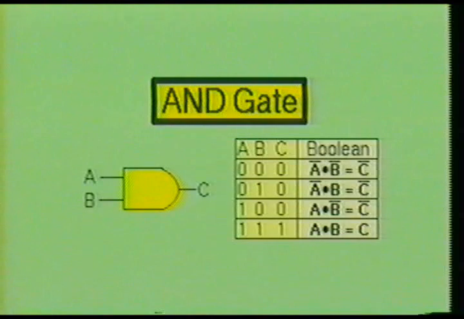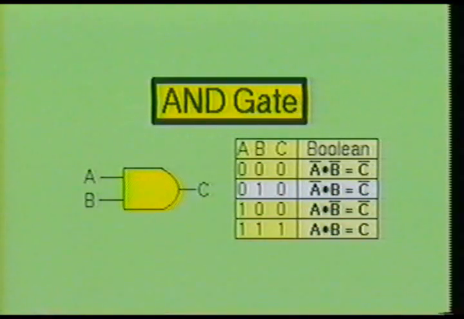Here we see the AND gate and the truth table for the AND gate. Also shown is a table with the Boolean equations for each function of the AND gate circuit. In the first function of the truth table, both inputs A and B are low. This produces a low at output C. In Boolean algebra, this is stated as not A and not B equals not C. Remember, the period represents and, and the bar represents not.